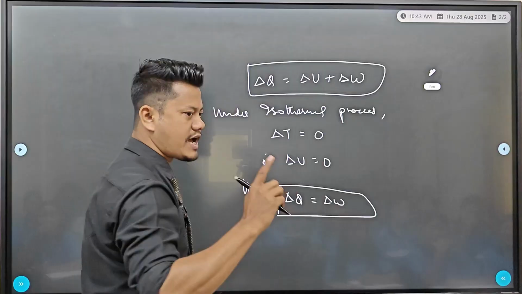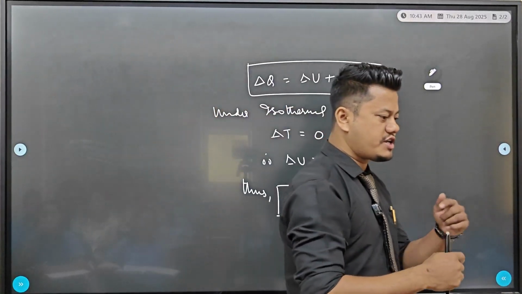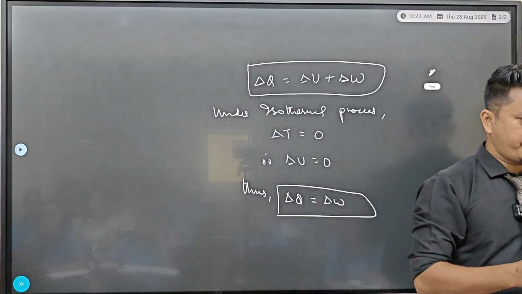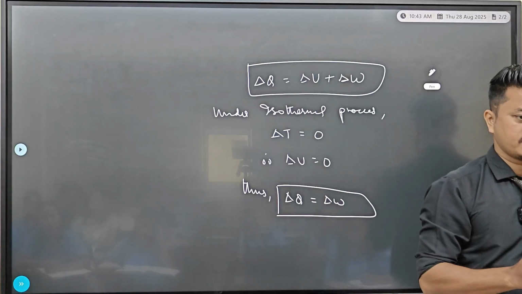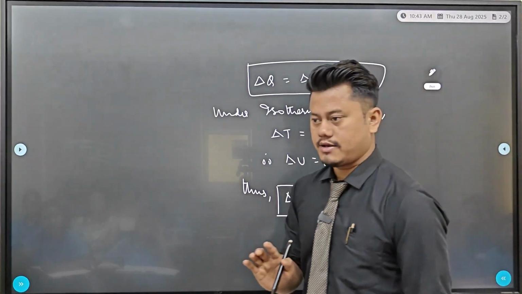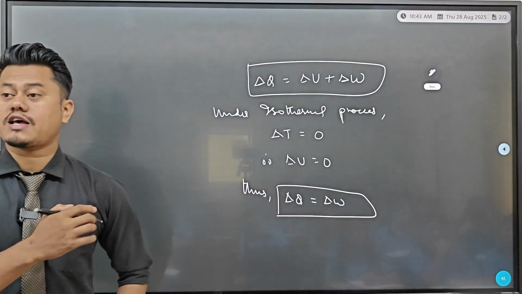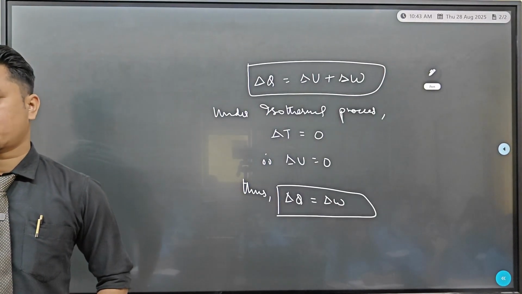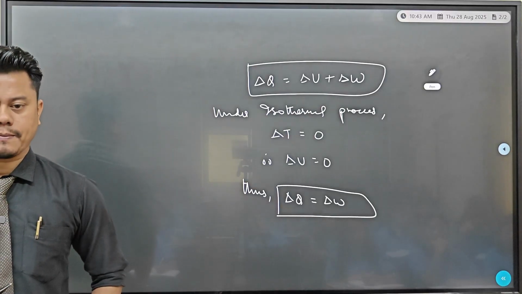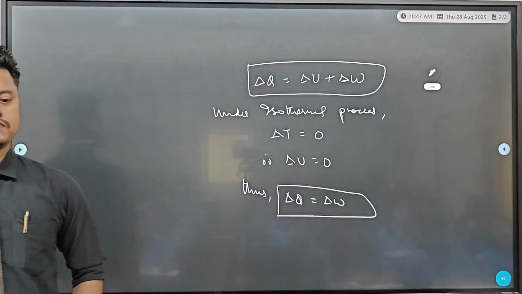So if the process is isothermal, keep in your mind, the change in heat will always be equal to the work done. Is that clear? Clear to everyone? This is the interpretation. These are the interpretations under the isothermal process. I hope you understood, right? Please note it down.